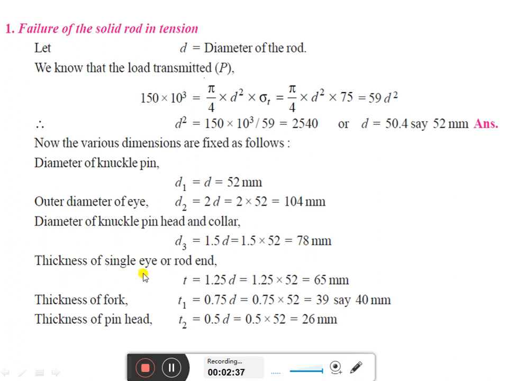The thickness of single eye or rod end T is equal to 1.25D, which is 65 mm. The thickness of fork T1 is equal to 0.75D, which is 40 mm. The thickness of pin head T2 is equal to 0.5D, which is 26 mm. So these are the empirical relationships for knuckle joint.